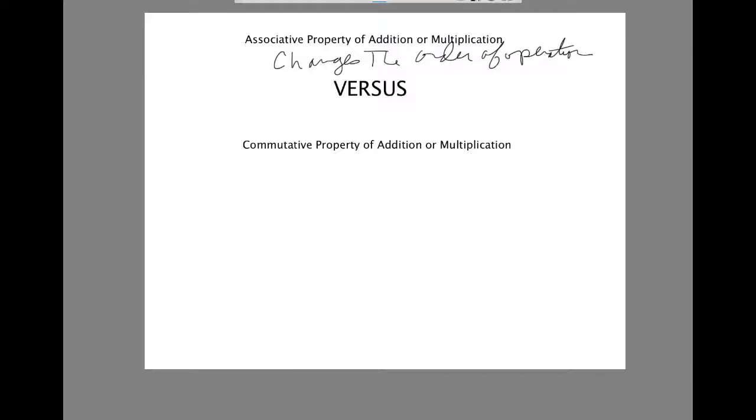What does that look like? Let's take a look at something. So we have 7 plus 5 plus 3. And the order of operations here would say we do the work from left to right. We go from 7 plus 5 and we add 3 to it. So we would do it in that order.